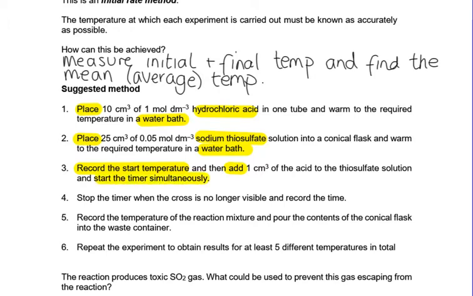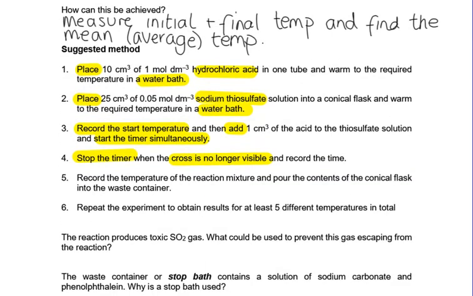So you're going to mix your chemicals and start the timer. You're going to stop it when you can't see the cross and record the time. You're going to record that final temperature so that you can work out that average temperature. Because some of the chemicals in this are not very nice, we're going to use a waste container. We're not going to pour it down the sink. And we're going to repeat it for at least 5 temperatures. And we would need to be able to describe that in the exam as well.